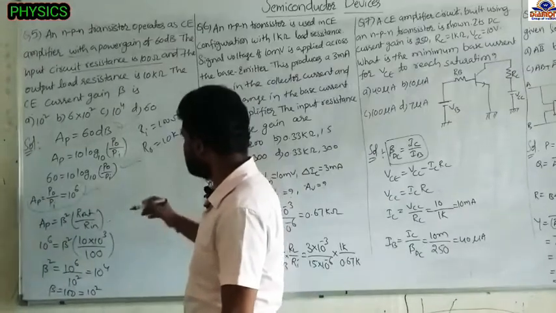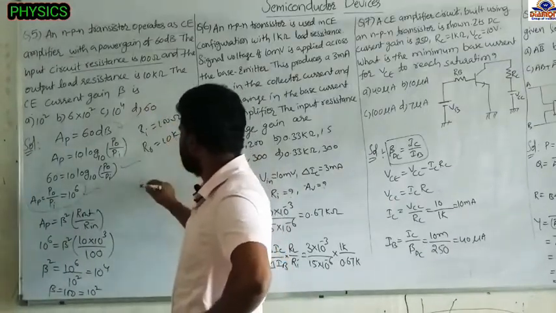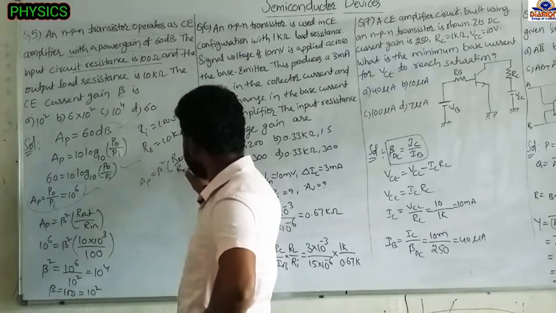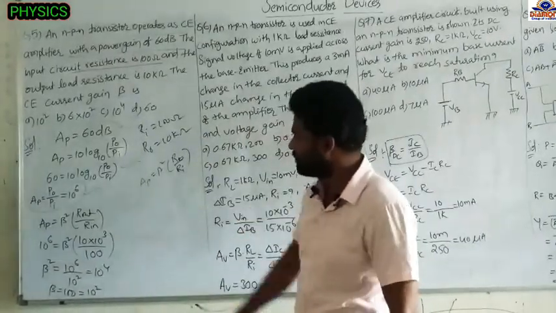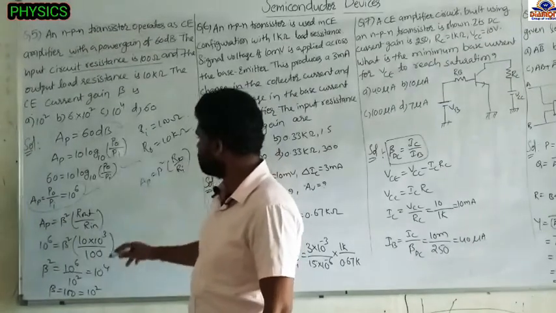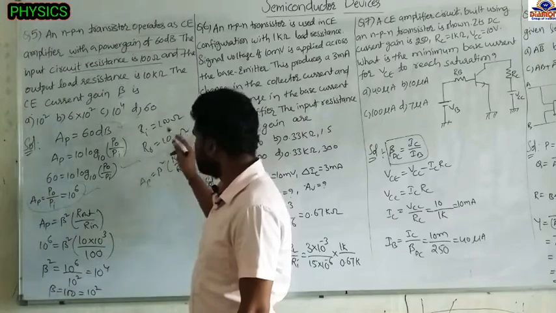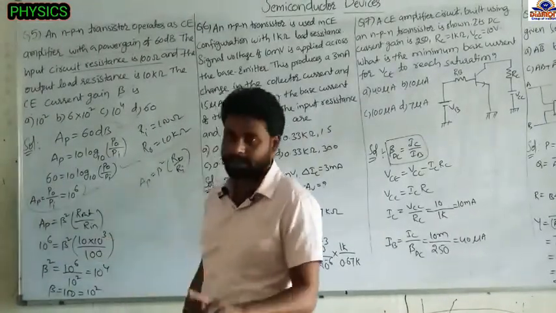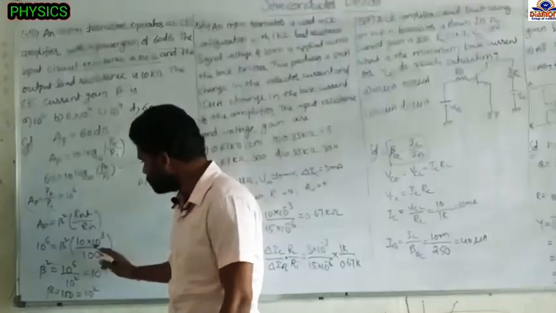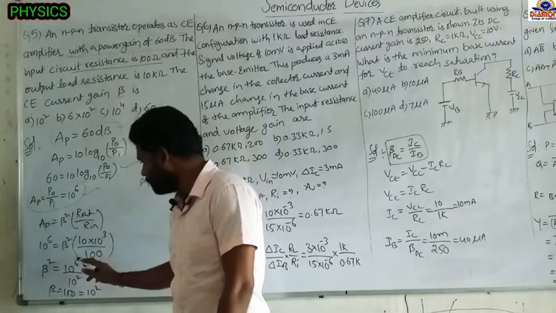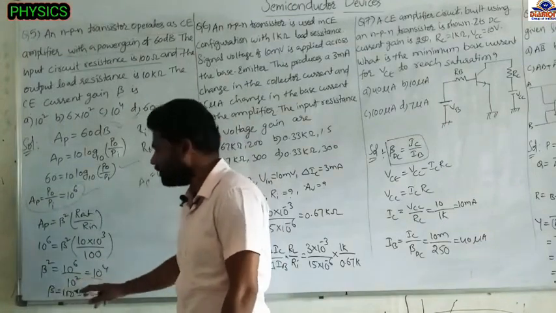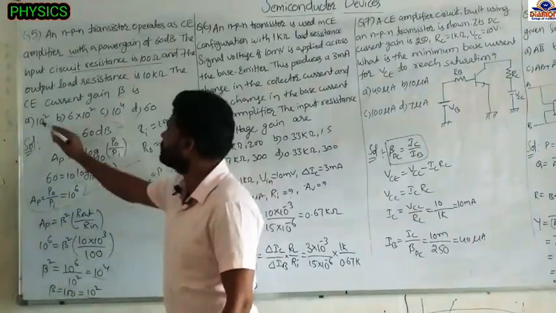Next, we already know the relationship between the power gain and the current gain. Power gain equal to beta square into R output by R input. We already discussed this in the previous problem. So the power gain value is 10 power 6 equal to beta square into output resistance 10 kilo ohm, that is 10 into 10 power 3, by input 100 ohm. 10 into 10 power 3 means 10 power 4, and 10 power 4 by 100 means 10 square. Send this 10 square to the other side: beta square equal to 10 power 6 by 10 square, which gives 10 power 4. Beta square is 10 power 4, so beta equal to 10 square. So 10 square is the right answer, option A.